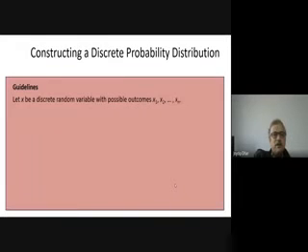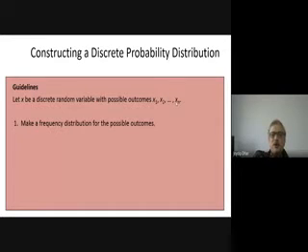So now I'm taking how to construct a discrete probability distribution. How do we construct a discrete probability distribution? First I'm discussing the guidelines, then we'll discuss some particular types of discrete probability distribution. Let X be a discrete random variable with possible outcomes x1, x2, ..., xn. Here, in the beginning, X is capital X because it is a random variable. Let capital X be the discrete random variable with the possible outcomes small x1, x2, ..., xn. Then make a frequency distribution for the possible outcomes.